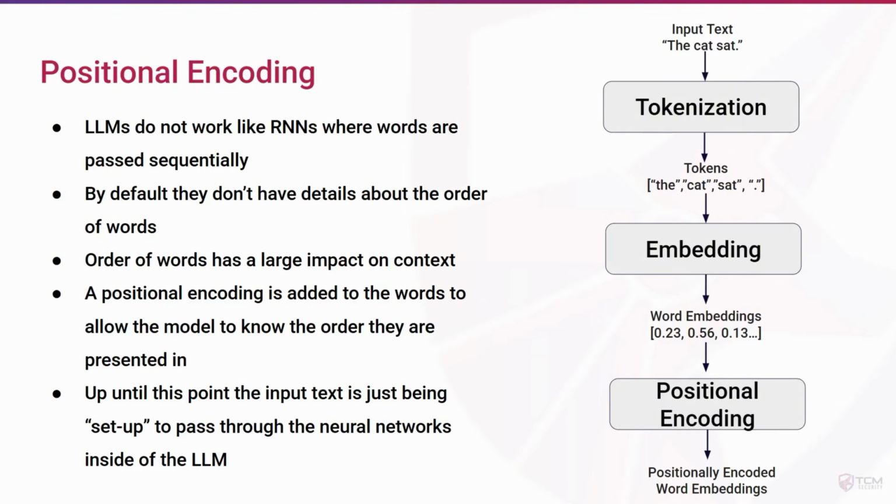Up until this point, you can see how it's passing through here. We get the input text, "the cat sat.", it gets broken up into tokens. Those tokens get converted into their word embeddings, which again are just vectors. And then we add a positional encoding to that, which allows those vectors to also carry the position showing where they sit in the way the text was presented. Up until this point, we're just setting up this input text to pass through the inside of the LLM, and this is where the actual neural networks reside that are going to transform that text.